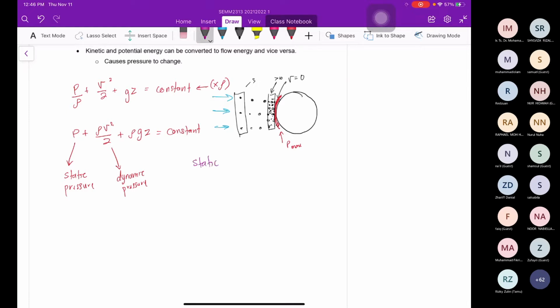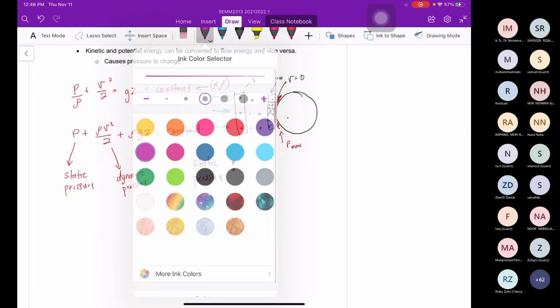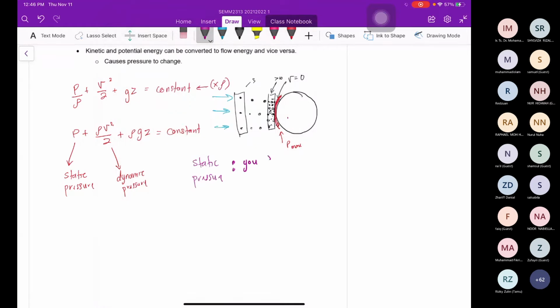Static pressure. The pressure you feel when you are moving along with the flow.